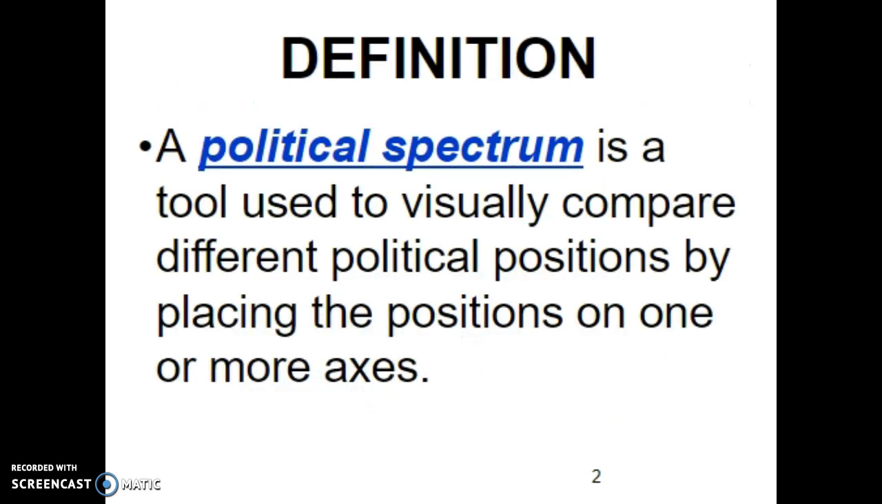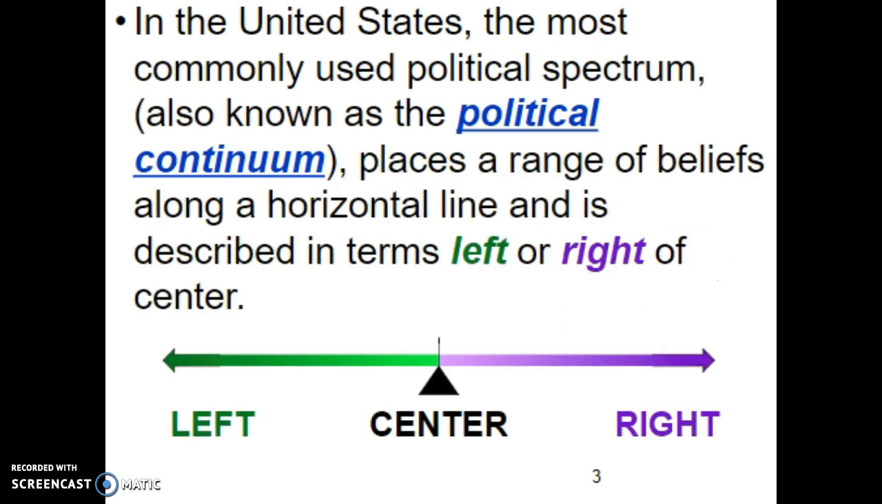Alright, so first and foremost, the definition for political spectrum. This is a tool used to visually compare different political positions by placing the positions on one or more axes. So if we look at this picture here, it'll show us that spectrum that I'm referring to. You probably hear people say a lot that they are far left, or left of center, or right on the political spectrum. And when they say that, this is what they are referring to.